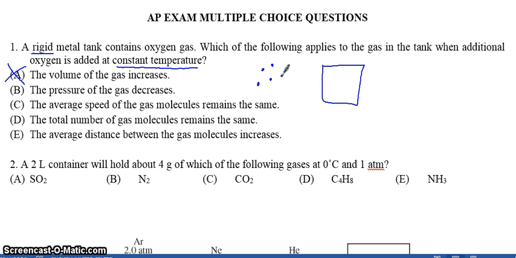B says the pressure of the gas decreases. This is actually the opposite of what happens. Since you're adding more gas to the vessel, the pressure would increase. So the pressure of the gas decreasing is wrong. Let's take a look at D.